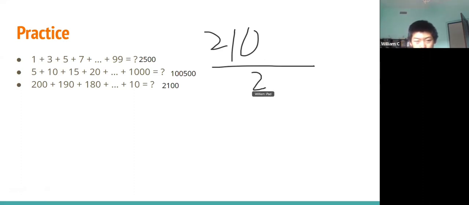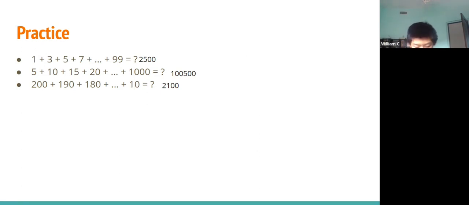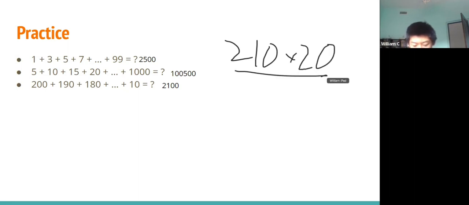Now we have to find out the number of numbers there are. So notice that we simply have to divide by 10, because we can flip this around and go backwards. So it goes 10, 20, 30, and so on. Since these are all just the multiples of 10, you simply divide by 10 to get the number of numbers. So we have 210 times 20 divided by 2 equals 2,100.